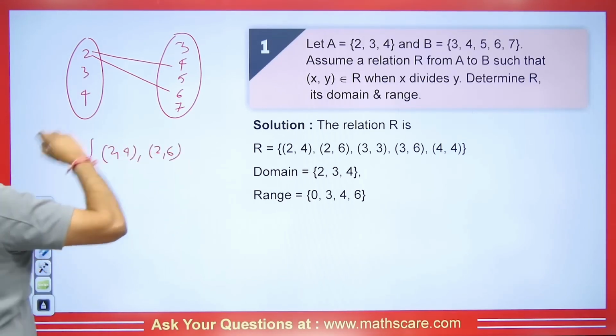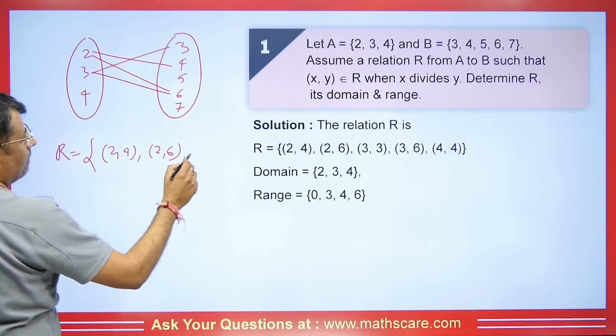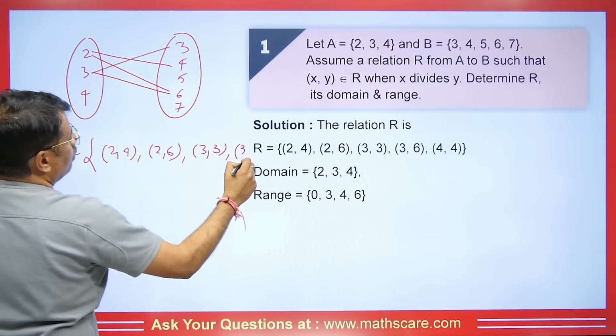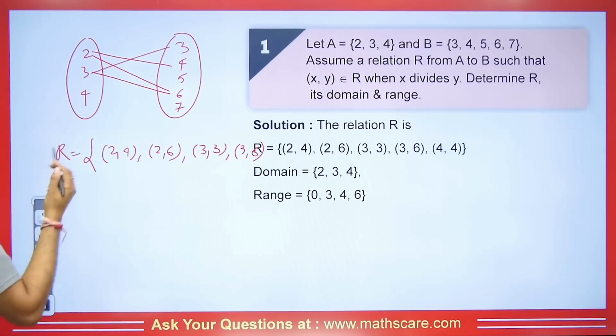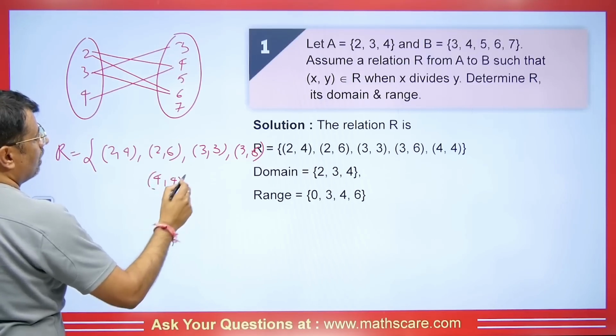Now we talk about 3. 3 is dividing 3 and 3 is dividing 6. So here what will we have? Listen here, (3, 3) and we will have (3, 6), right? Now we see that 4 divides where? 4 only divides 4. So here (4, 4) will come, right?